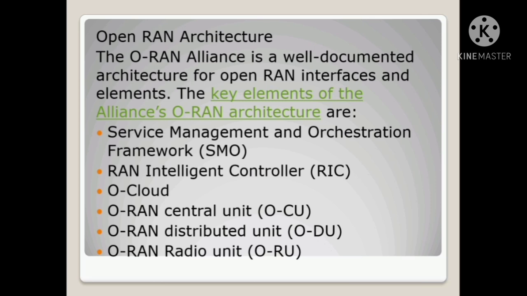Open RAN architecture. The O-RAN Alliance has a well-documented architecture for Open RAN interfaces and elements. The key elements of the Alliance's O-RAN architecture are Service Management and Orchestration Framework, or SMO, RAN Intelligent Controller, or RIC, O-Cloud, O-RAN Central Unit, or OCU, O-RAN Distributed Unit, or ODU, O-RAN Radio Unit, or ORU.